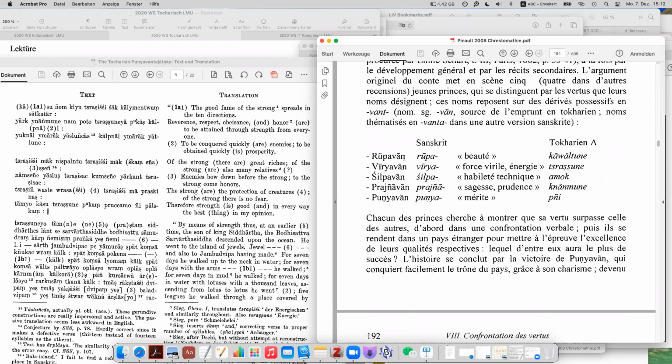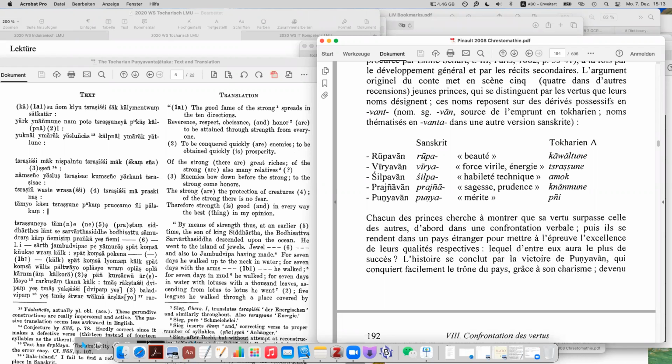First one is called Rupavan, the beautiful. Second one is called Viryavan, the powerful. The third, Shilpavan, skillful. The fourth, Prajnavan, wise, with wisdom. And the fifth one is called Punyavan, virtuous.